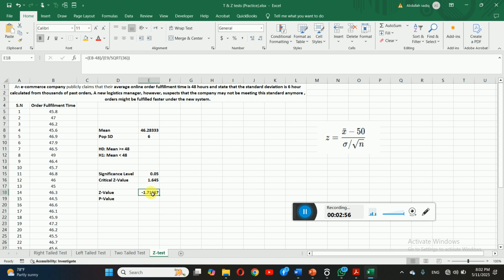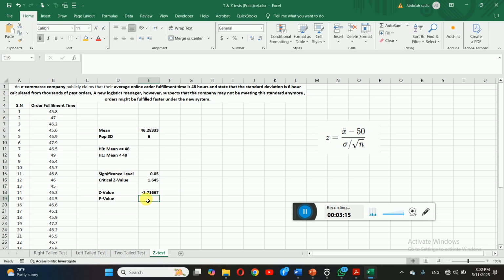Since the z value is less than the critical z value, we are rejecting the null hypothesis. Why? Because we are proving that the mean value is less than 48, or this is true. Okay, why? Because the z value is less than the critical z value.